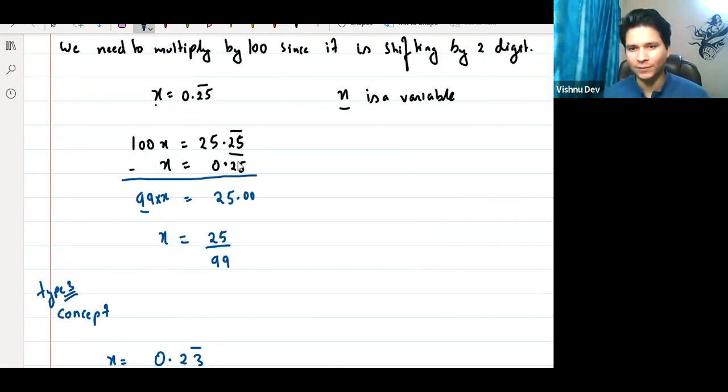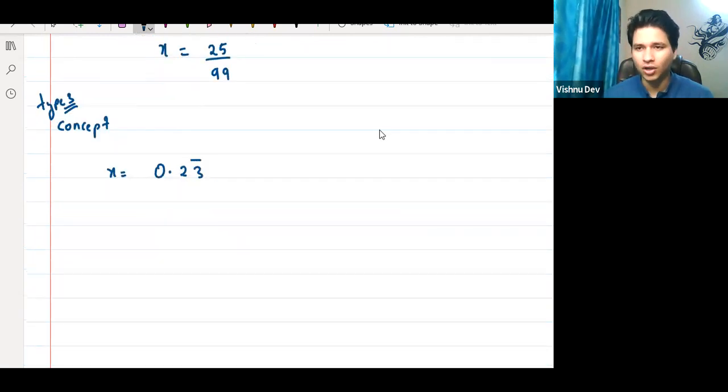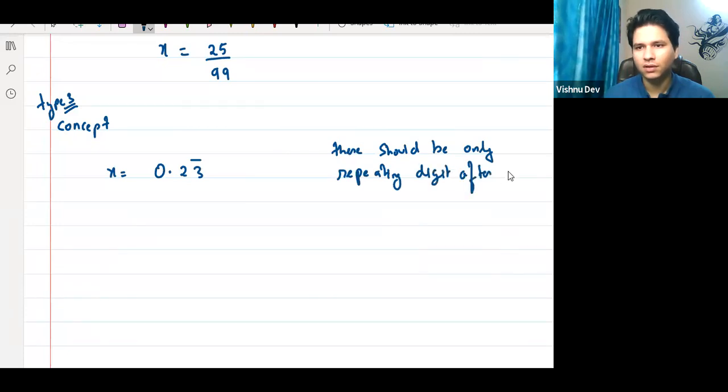I need to convert this in such a way that there should always be only repeating terms after decimal. Yes or no? Right? So the concept is there should be only repeating terms after decimal. That is the key concept.